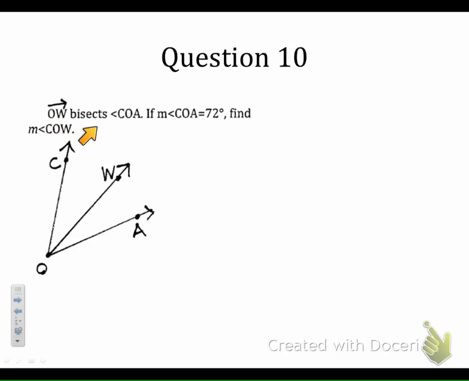The last problem, notice the word. It says this ray bisects angle COA. If the measure of angle COA is 72, can you find the measure of angle COW? I see the word bisects. When I see the word bisects, that means this part is going to be the same as this part. They tell me COA is 72. This is an example where you have to take the whole and divide it by 2. This is the last one I'm going over. COW was going to be 36.